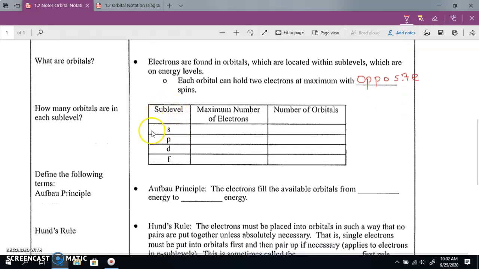So this should be a chart that we're familiar with. Remember, the S's, P's, D's, and F's are called sublevels. We should also know the maximum number of electrons that can be held in each sublevel. I'm going to give you a minute to fill in this portion. Hit pause, and when you're done filling it in, come back to the video.